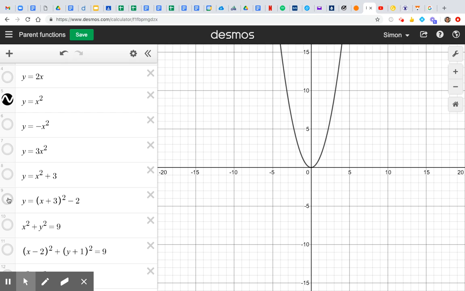What happens if we add 3, then square that, and then subtract 2? A couple things look like they happened, right? But it's definitely moved to the left and down. Okay, so that's using the example of a parabola.